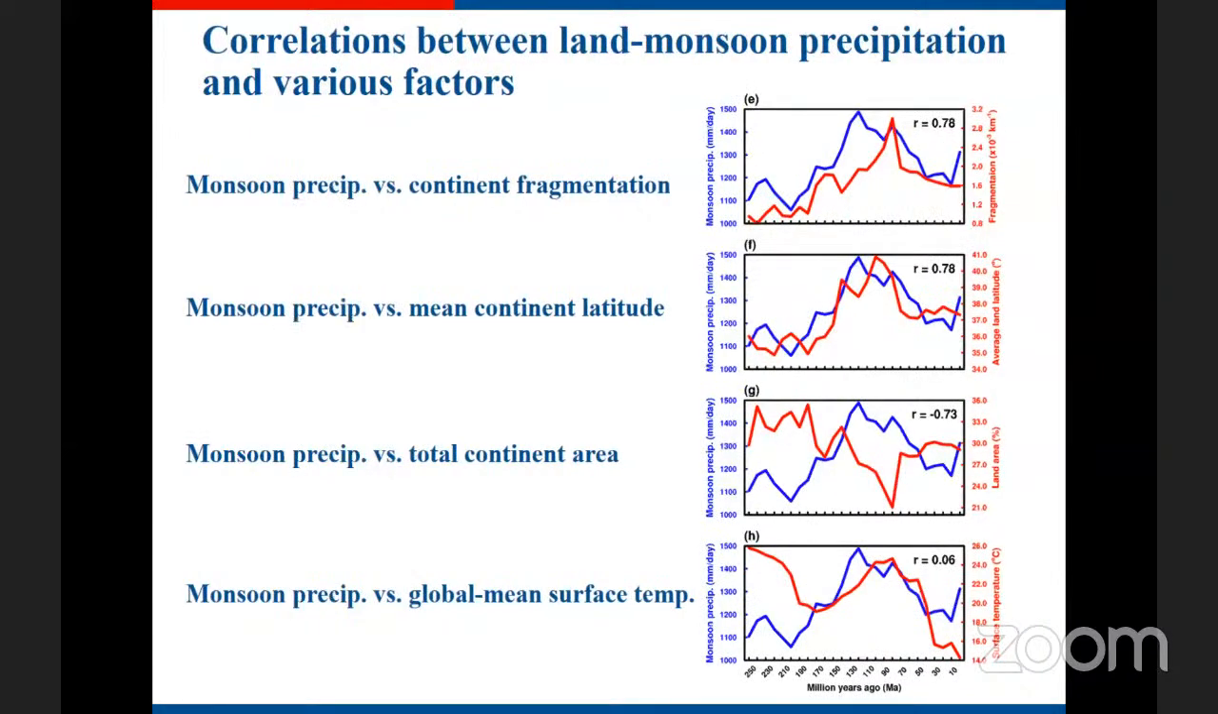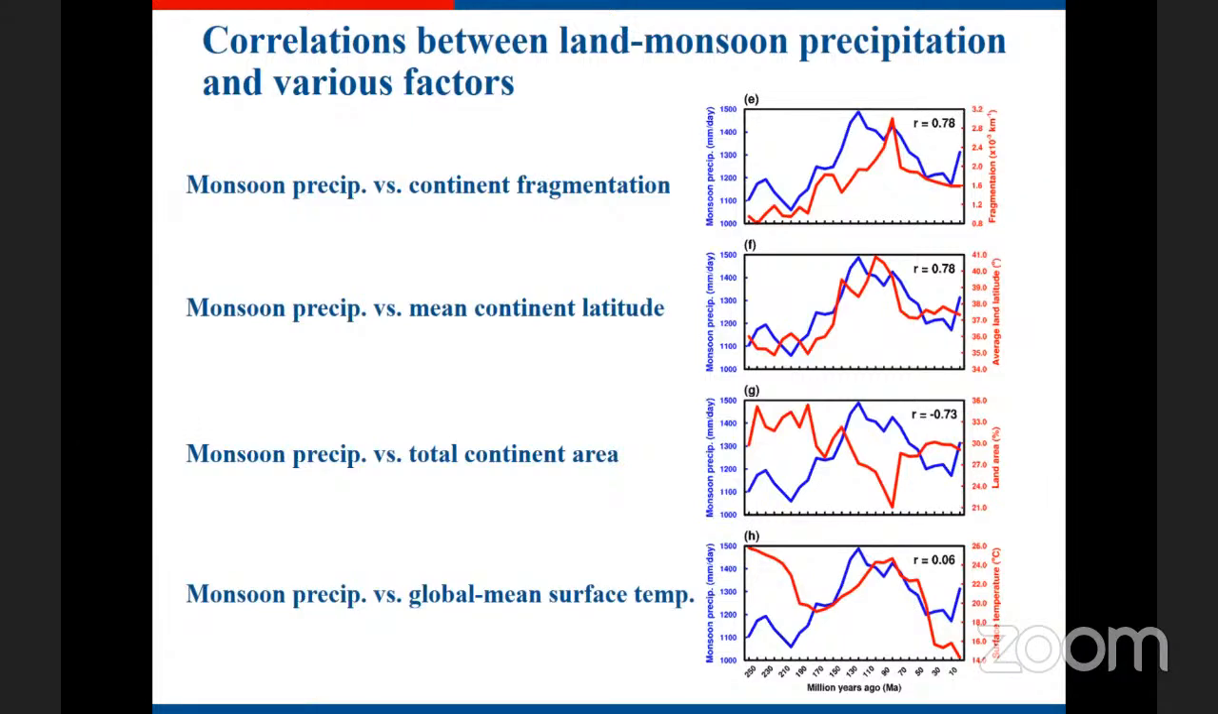Then we can look at the correlations between land monsoon precipitation and the four parameters. There is a very good correlation between land monsoon precipitation and the continent fragmentation. We can see those two peaks just overlap. The correlation is close to 0.8. Land monsoon precipitation also has a close correlation with the mean continental latitude.